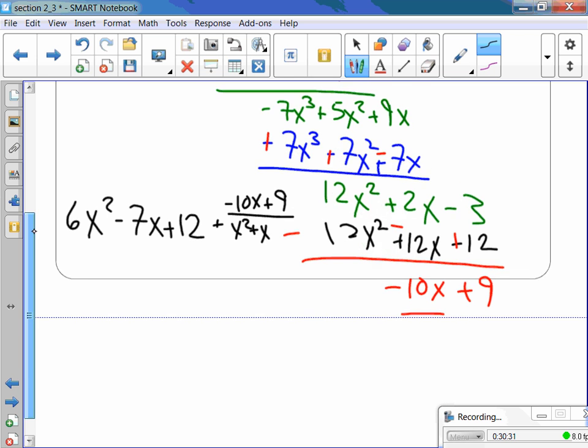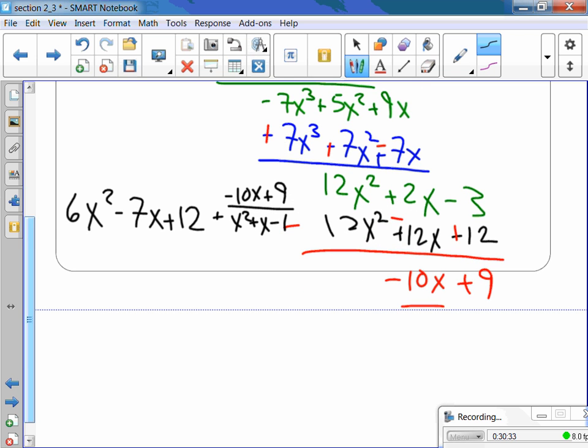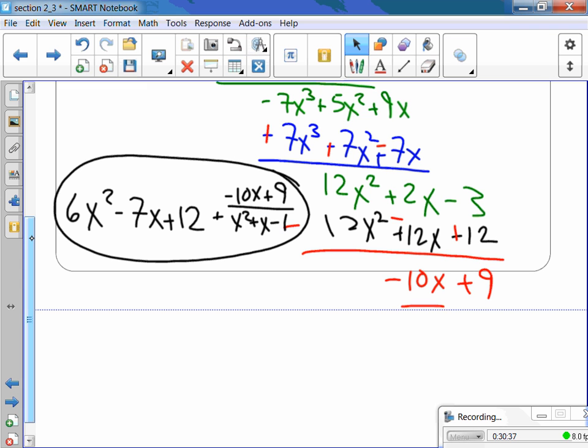Doesn't evenly divide, so that definitely tells us that x squared plus x minus 1 is not a factor. But for whatever reason, if you needed to divide, you're going to find out tomorrow why we actually look at the remainder sometimes. I know you have a question. So you're saying when the power of the divisor is bigger than that, you're done.